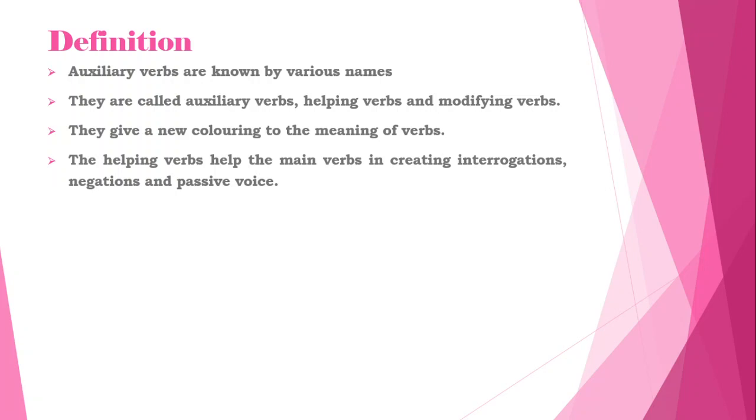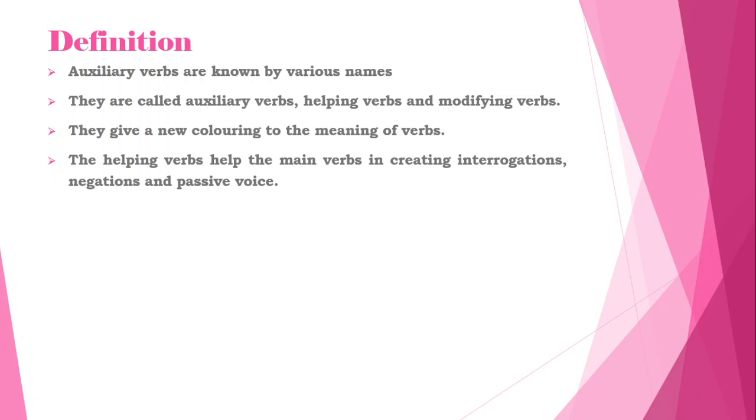A sentence can be turned into a passive voice using an auxiliary verb. Have you ever thought about it? For example, take the sentence Rama killed Ravana. So who is the subject in the sentence Rama killed Ravana? Rama is the subject, killed is what? The verb, and Ravana is the object. So in Rama killed Ravana, Rama is the subject, killed is the verb, and Ravana is the object.